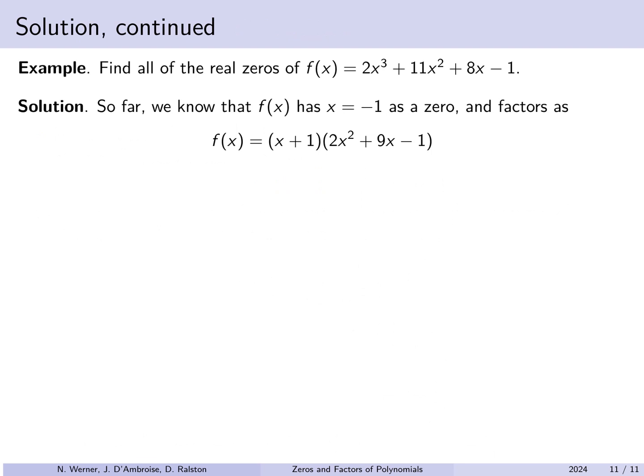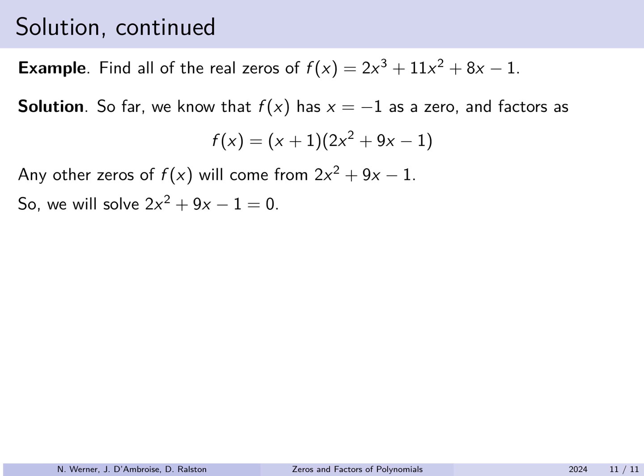So far, we know that x equals minus 1 is a root of this polynomial we started with, and once we factor out the corresponding factor of x plus 1, in other words, x minus negative 1, the quotient was 2x squared plus 9x minus 1. So any other roots of the function must come from that factor, 2x squared plus 9x minus 1. So can we set that equal to 0 and solve for x?